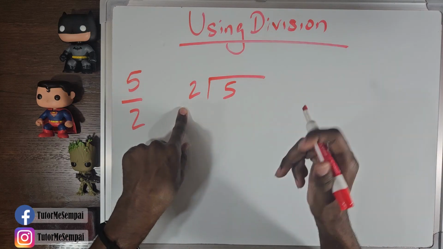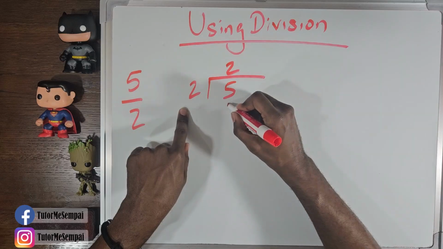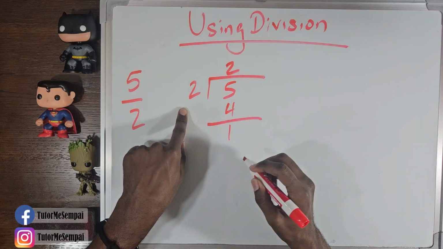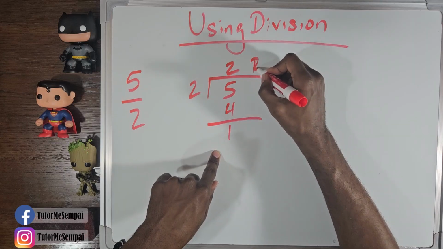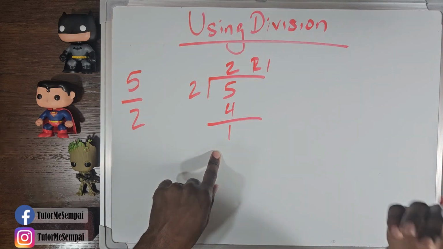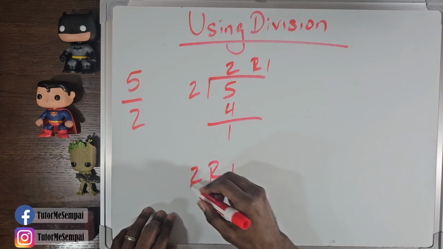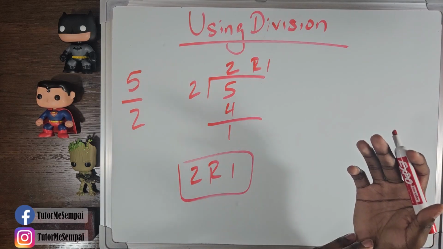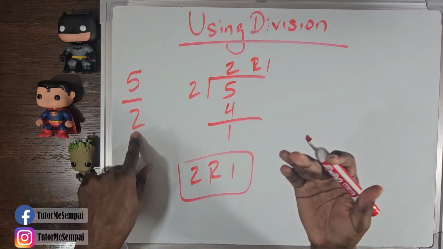5 divided by 2, we know that it's going to be 2, but not perfectly, which gives you a 1. There's nothing to carry over. So this becomes 2 with a remainder of 1. Our answer is 2 with a remainder of 1, if you did long division. But we're not stopping there. We need a mixed number form for this improper fraction.